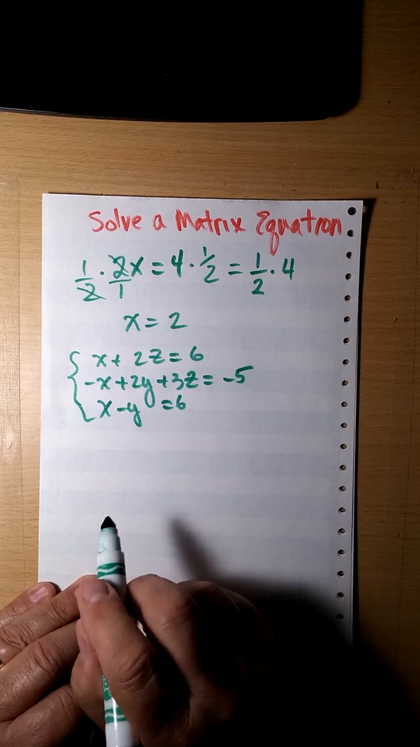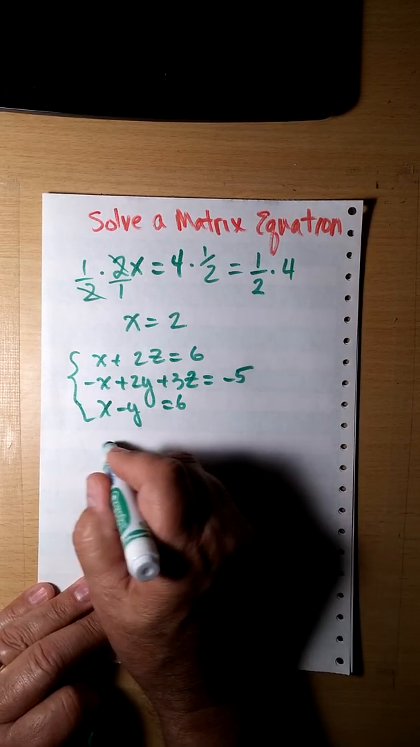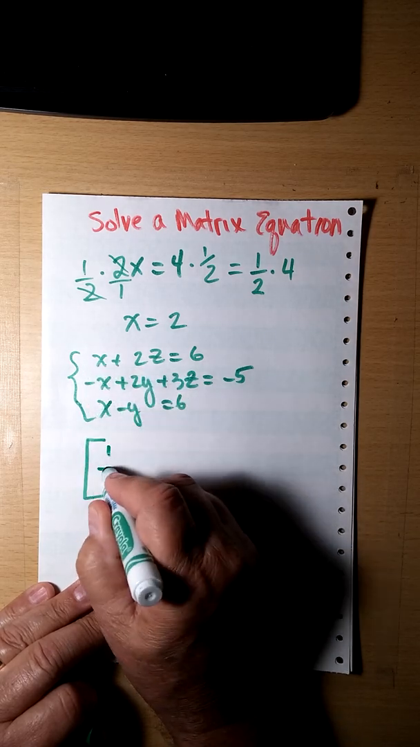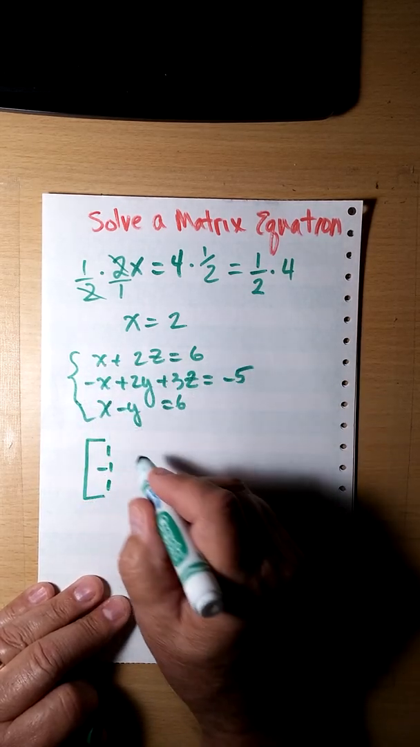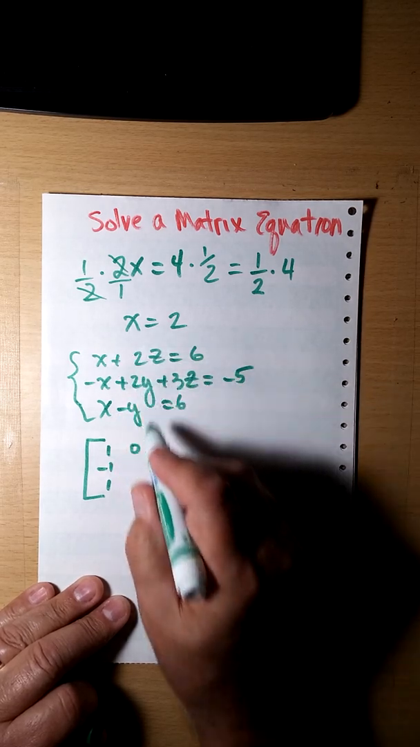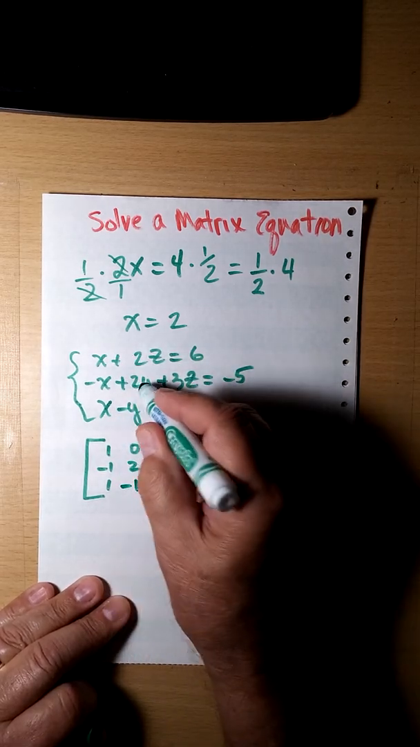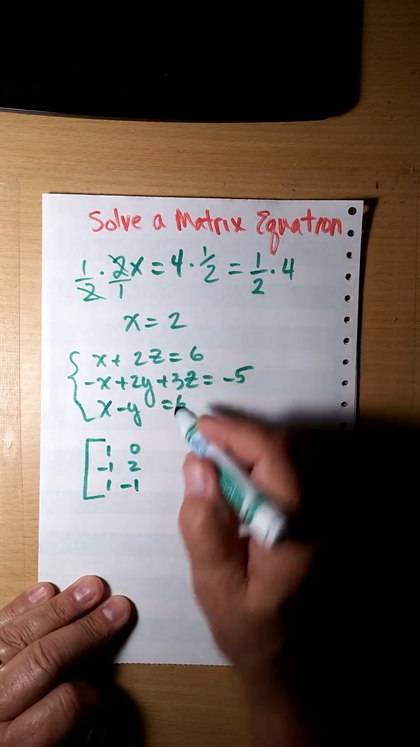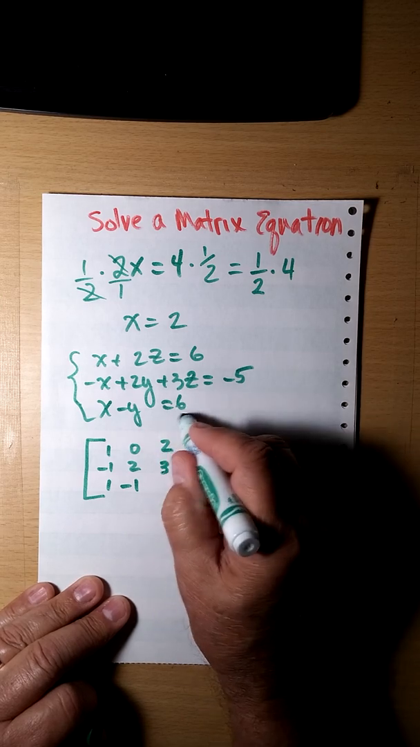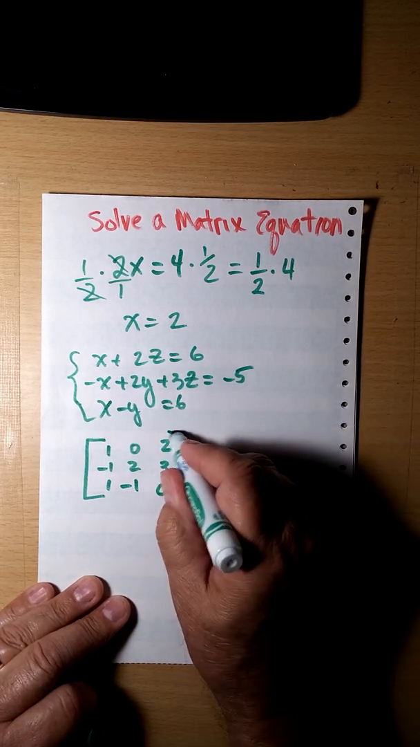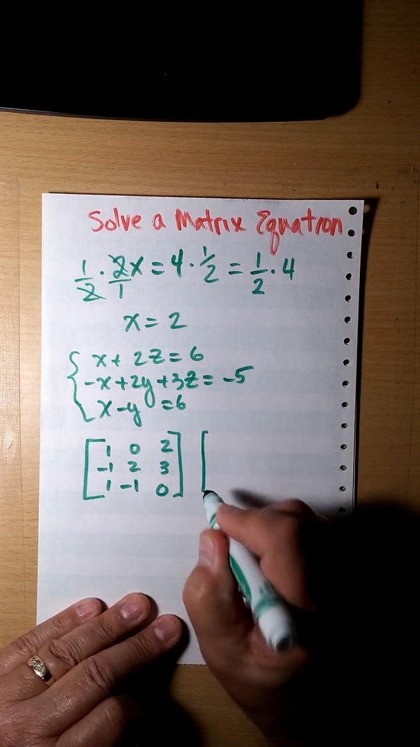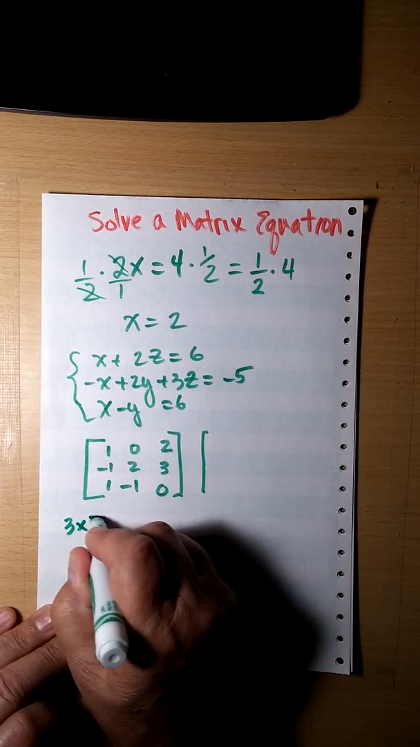So we have three sort of matrices here. We've got the coefficients, the 1, negative 1, and 1 for the x. For the y's, we don't have any y on the first one, so it's 0, a 2, and a negative 1 for the next two. The z column, we've got a 2 here, a 3, but no z in this third one, so it's 0. That is the coefficient matrix. Now this is a 3 by 3.